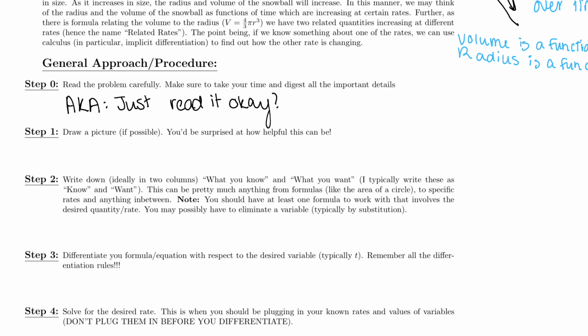I cannot tell you how many times I've had a student come to me and say, I don't know how to do this problem. And I say, oh, okay. So what is the problem asking for? And they're like, I don't know. Okay. You have to read the problem first.